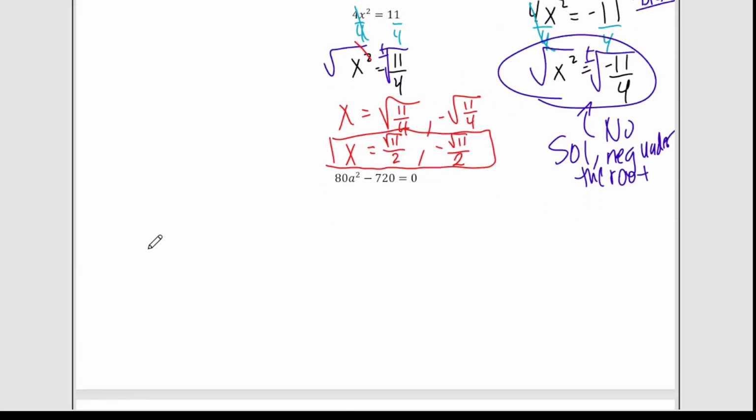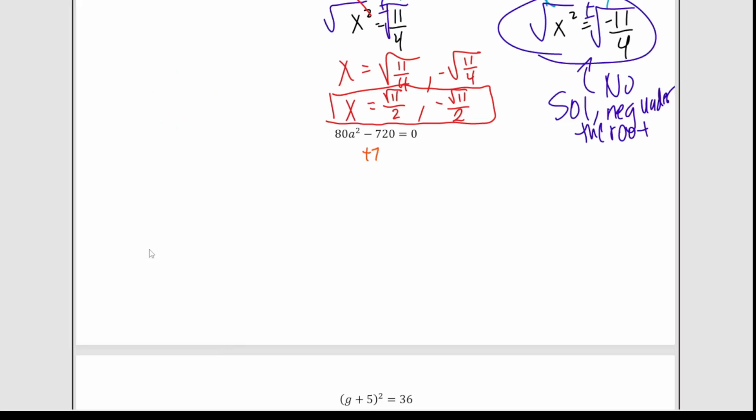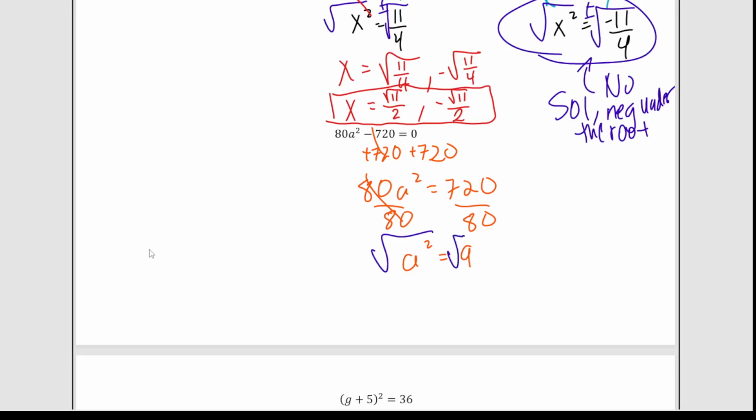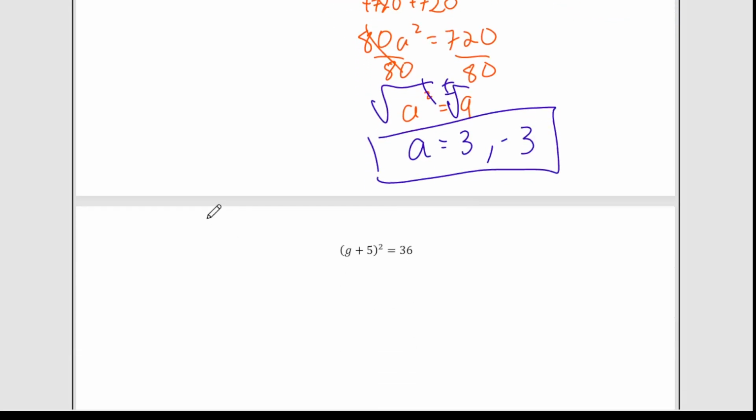For this next one, I want to do the same sort of deal and get the thing squared by itself first. So I'm going to undo subtracting 720 by adding 720 to both sides. Then I want to undo multiplying by 80 by dividing by 80 on both sides. So then I get a squared is equal to 9. Then I want to double check that the answer is positive. It is indeed positive, so I'm going to undo the square with the square root, making sure to do plus or minus. So a could either be positive 3 or negative 3 as my final two solutions.